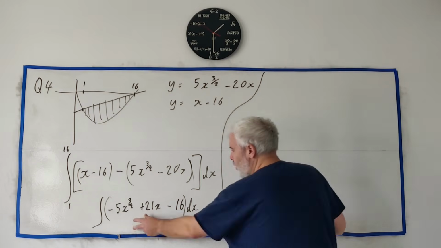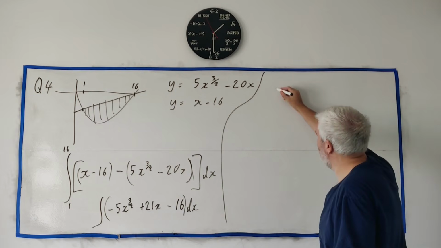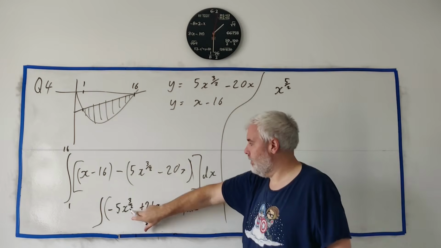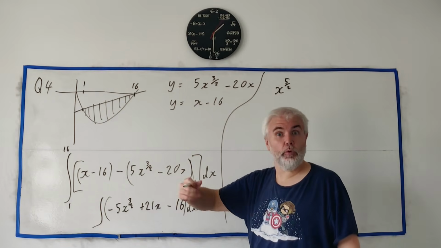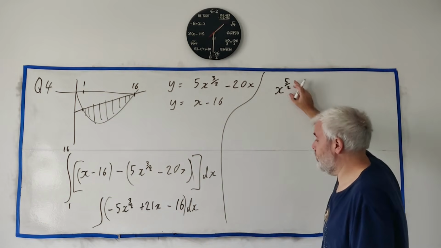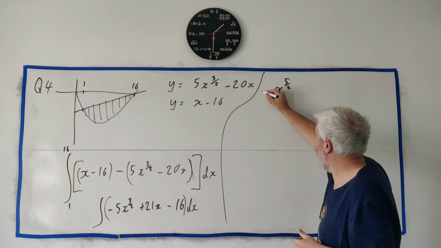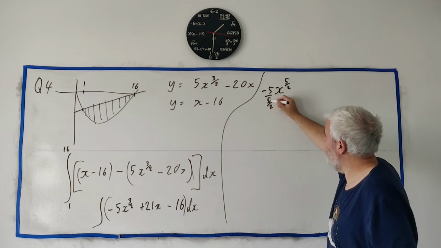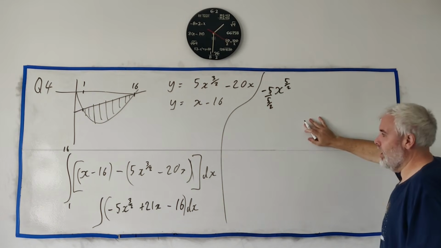Okay, we just have 3 terms to integrate. The first term, x to the power 3 over 2, becomes x to the power 5 over 2. We're just adding 1 onto this. 1 would be 2 over 2, so 2 over 2 onto 3 over 2 is 5 over 2. This has a minus 5 in front, and we divide by 5 over 2. The 5s will cancel and the 2 will become a multiply. I'll fix that next time.